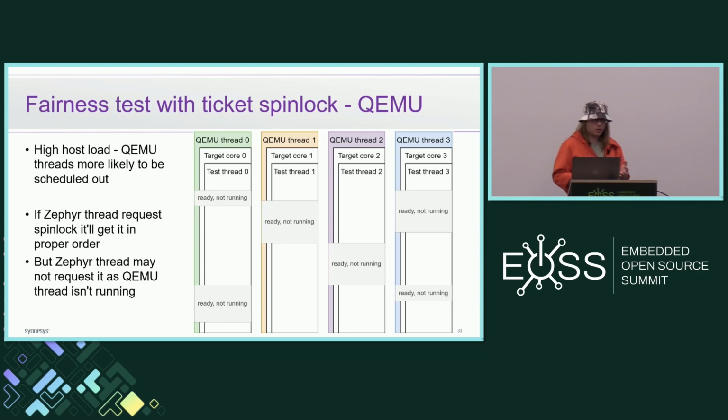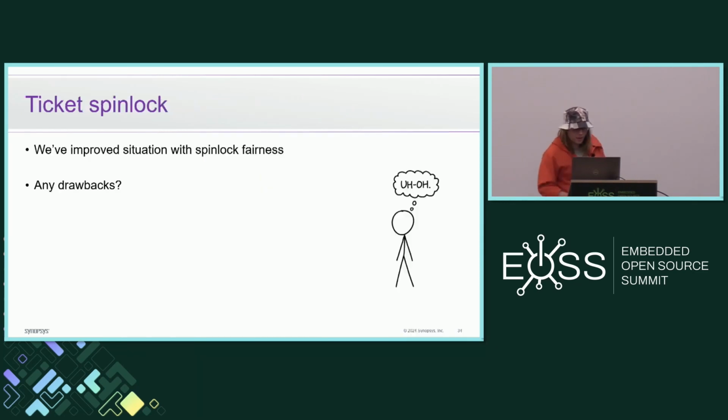Zephyr thread, which would be requesting this spinlock, may not request it as QEMU thread was not running at all, just because it was scheduled out on a host. So this thing obviously cannot be fixed with ticket spinlock. Yeah. So we improved the situation with spinlock fairness, at least on some platforms.